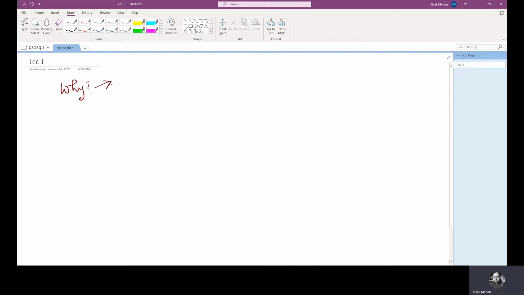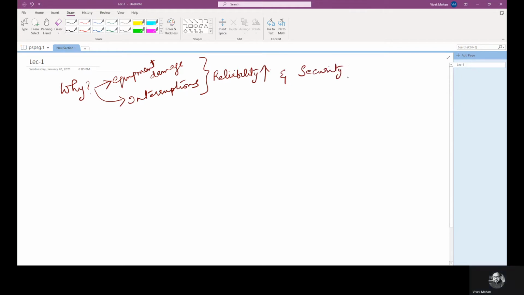It's against equipment damage, then it's against interruptions, and what else? So basically this improves reliability, and security. Right. Now we'll see an example.